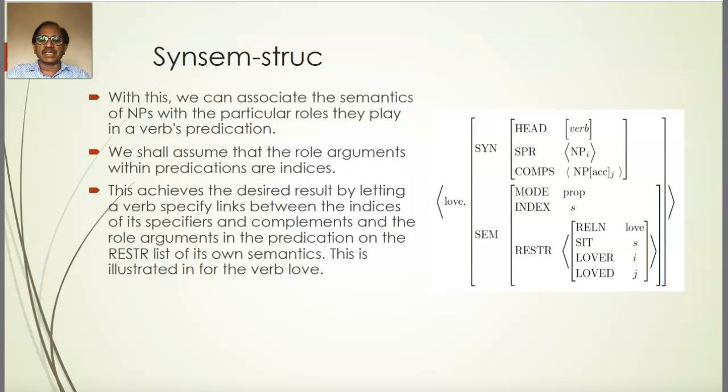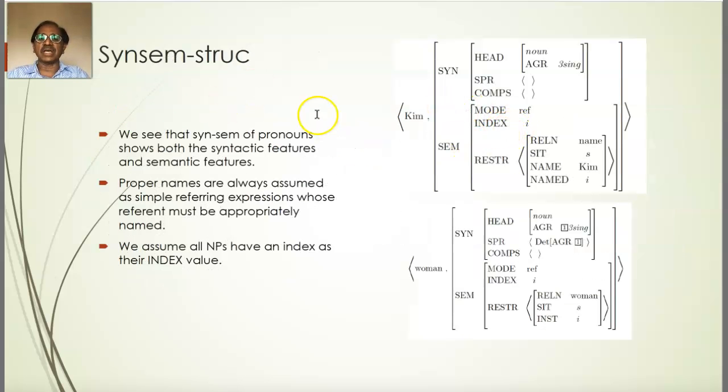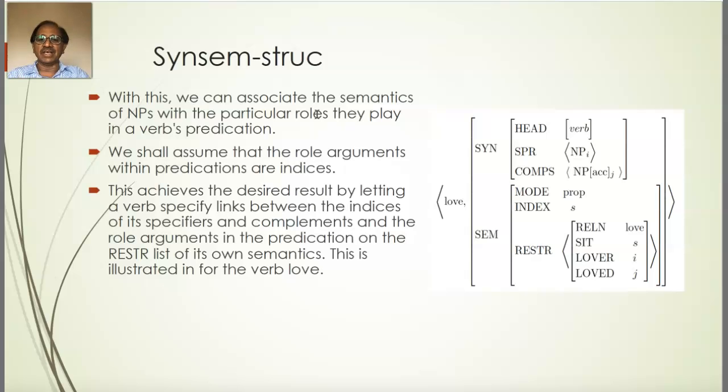Let's go further. Let's look at the synsem structure of verbs too. So we can associate the semantics of NPs with the particular roles they play in a verb's predication. Now a verb has a predicate, and the predicate will have different roles. So if you say the word love, there is a lover and there is a loved. If you remember, the other day we were talking about that. And the NPs which we are talking about here have to be given roles in the verb's predication. So we shall assume that the role arguments within predications are indices.